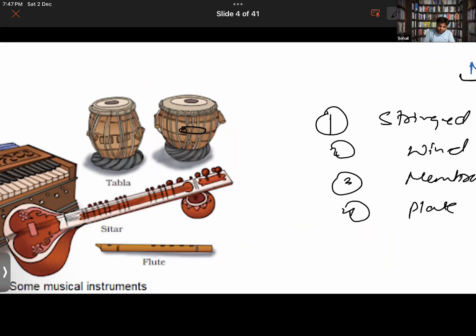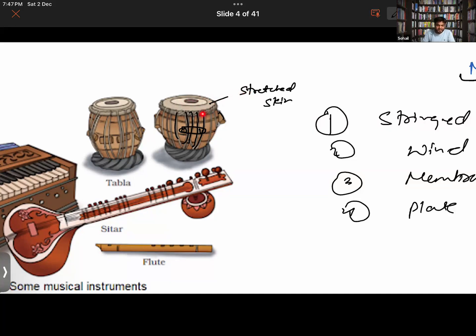Sir, strings. Yes, these are strings. These are the strings tied on the stretched skin. This is a stretched skin. In fact, this could be synthetic, or it could be made from the skin of an animal as well. The membrane that you see, it could be either synthetic or made from the skin of an animal, right?